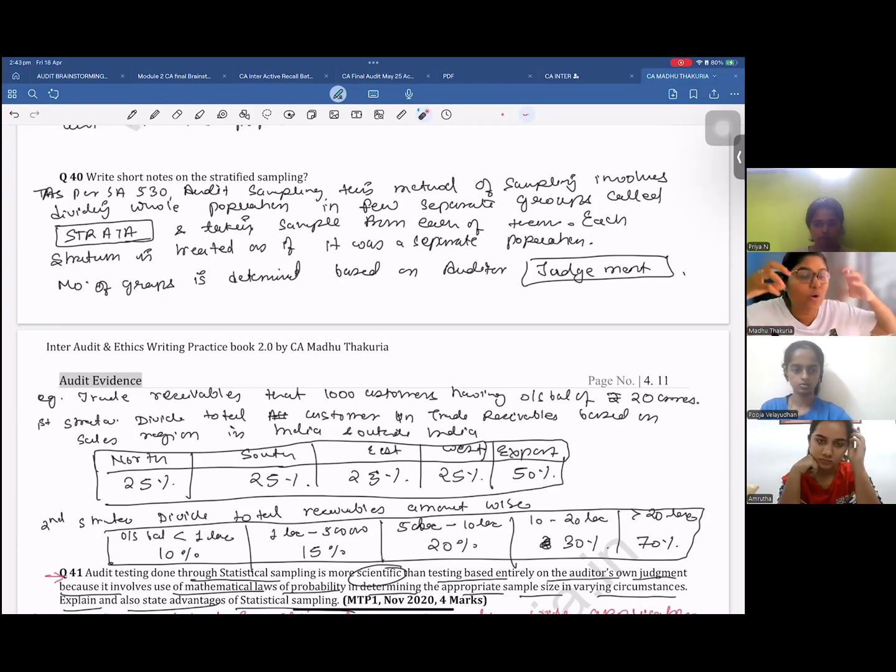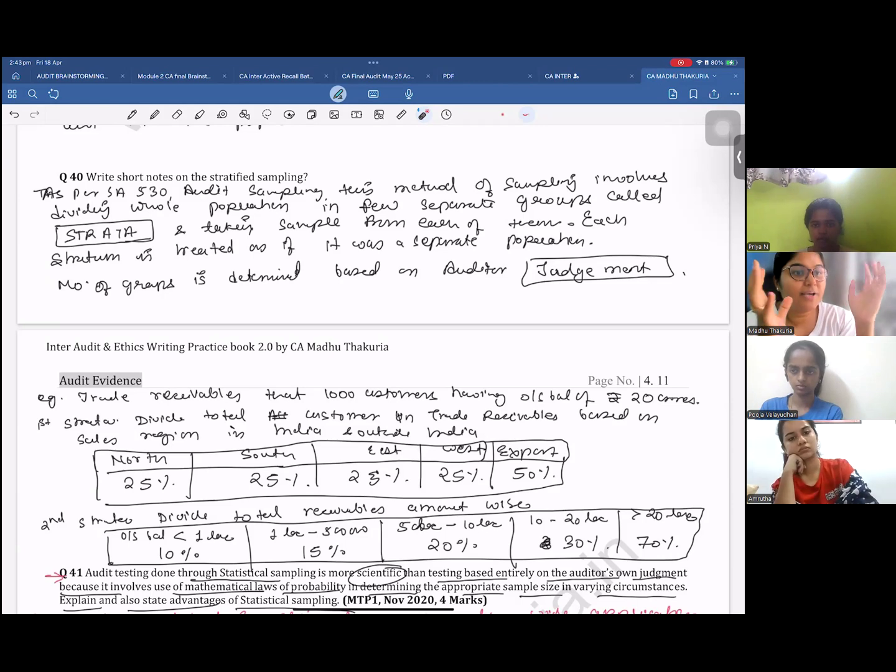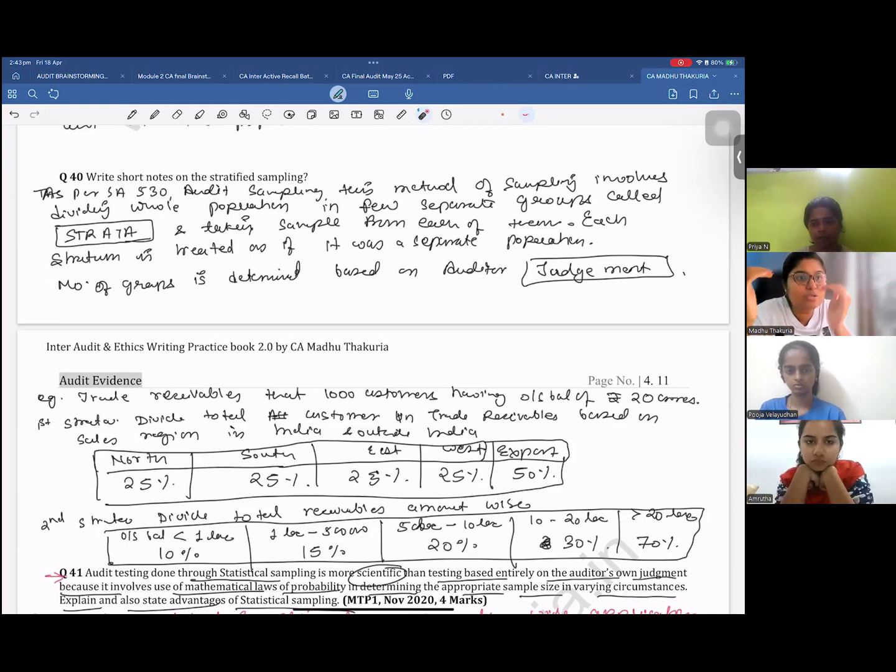For that, you remember the topic of disaggregation you studied in 520. It is the same concept: you divide your entire population into subgroups, and then from each group you select a sample by applying simple random selection or interval sampling on the monetary unit. That way, whatever sample you select will be more representative of the population, because each of the strata gets an equal chance of being selected. So it's a good concept. They may ask in the exam to write 2 or 3 marks notes on that.